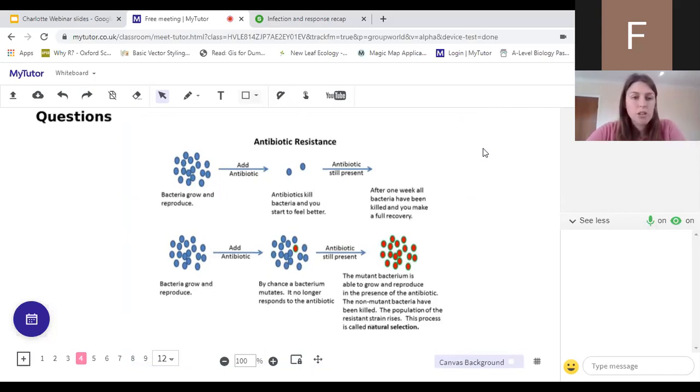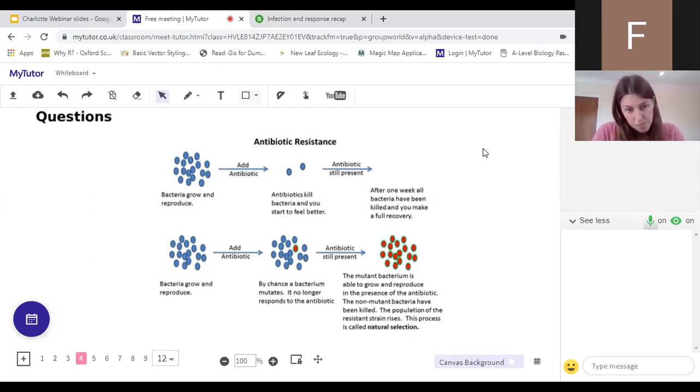Okay, so the bacteria grow and reproduce inside the body. A pathogen may cause disease. If you add the antibiotics, they kill the bacteria, and therefore you start to feel better. There's less of them in you. Keep taking the antibiotic to the end of the course, usually one week, and all the bacteria have been killed and you've made a full recovery and you've left no survivors as such.